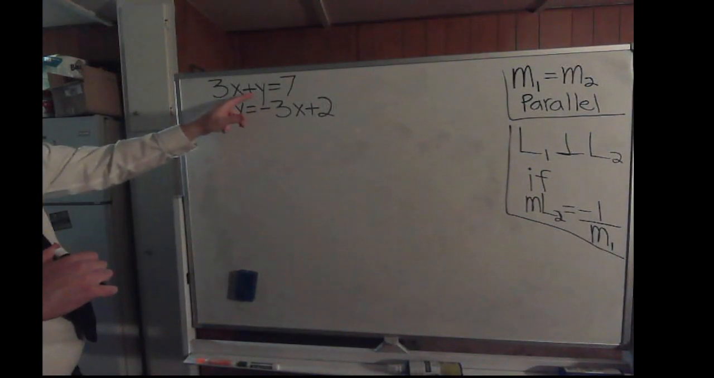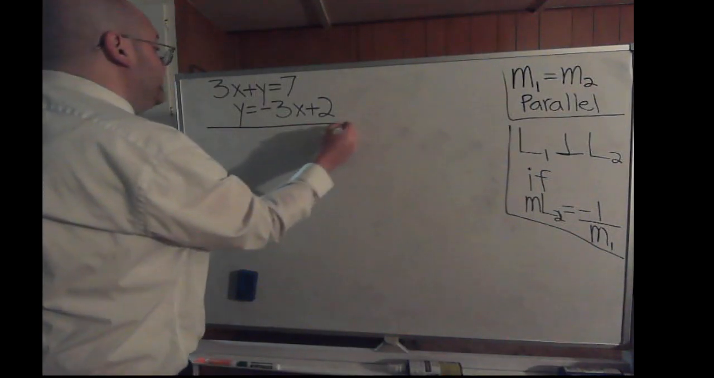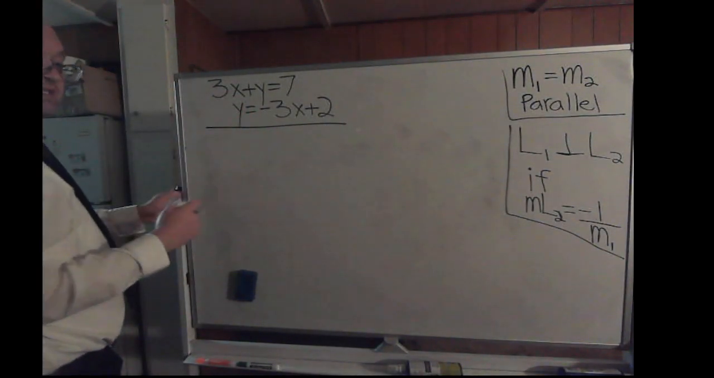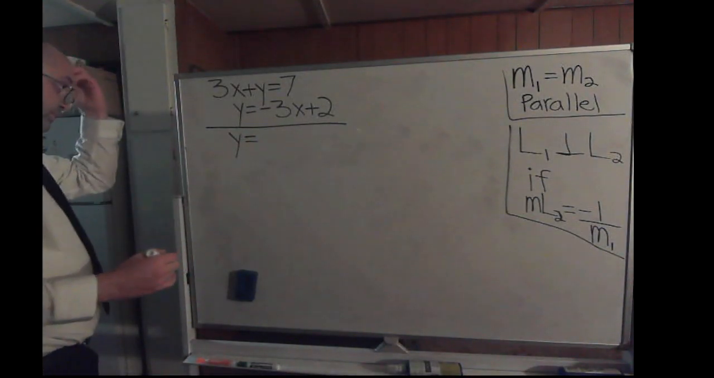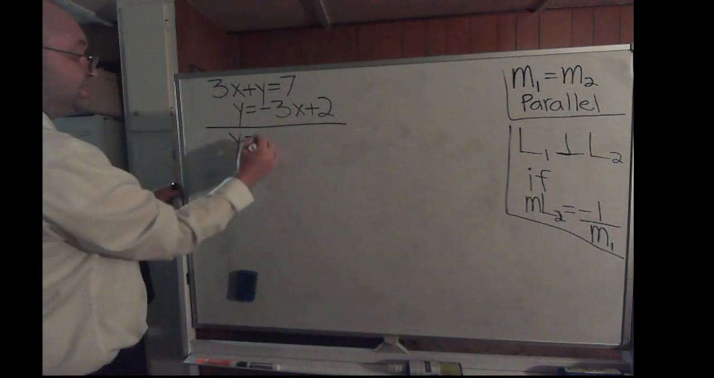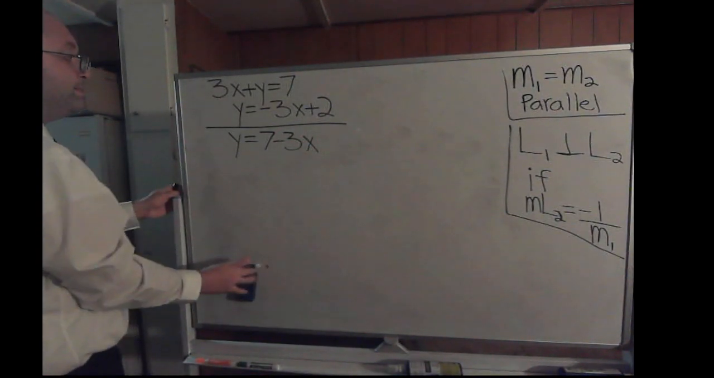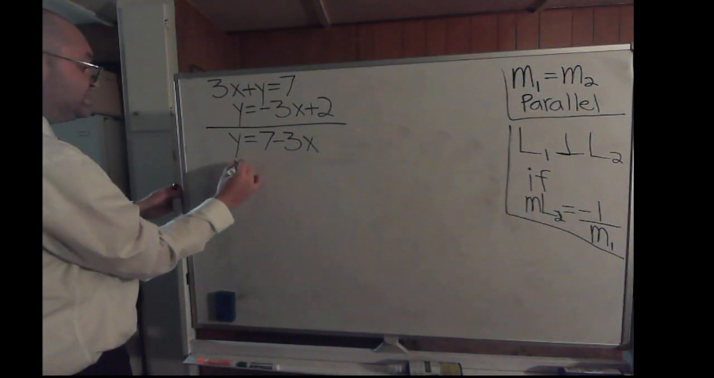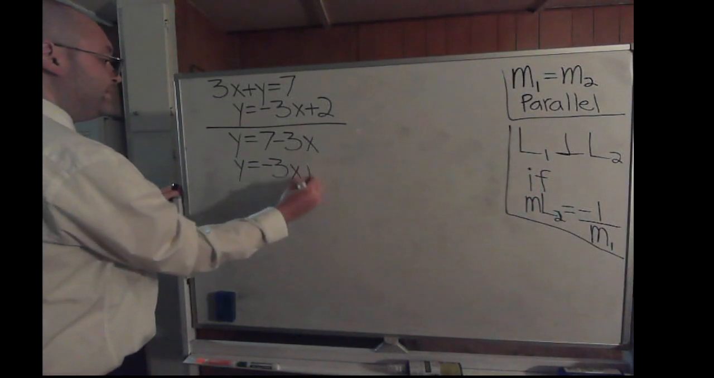So that means on the first equation, we need to get that y by itself. So we have to subtract 3x from the left-hand side. If we do that, you do in fact get y by itself. But you also got to do it to the right side. You get 7 minus 3x on the right-hand side. Second equation hasn't moved. You get y equals negative 3x plus 2.